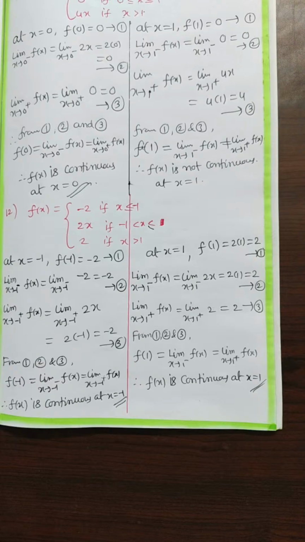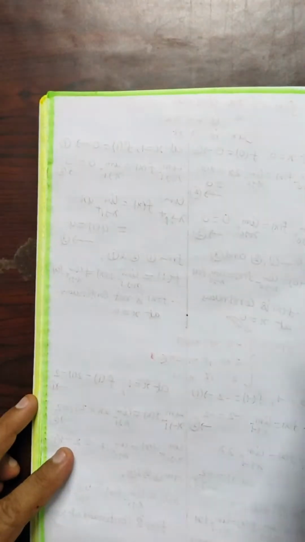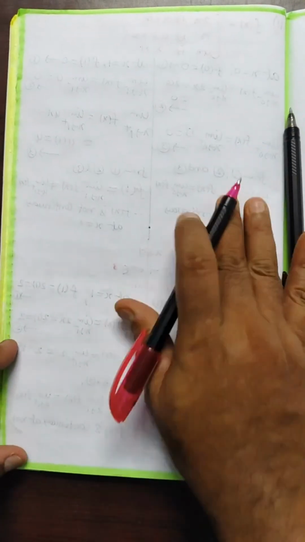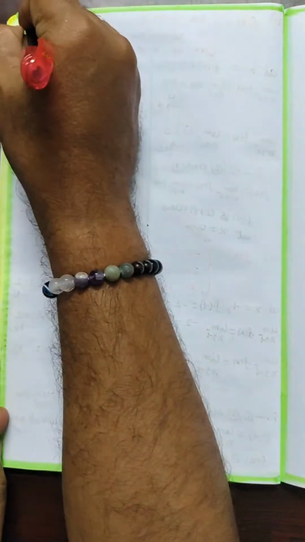So now question number 13 and 14. These types of questions may be asked in competitive exams like MSET, JEE Mains, or any other competitive exams like BITSAT, AEEE, NDA.